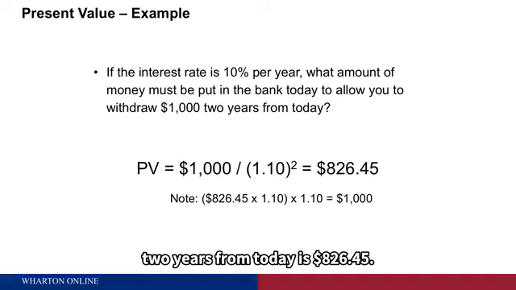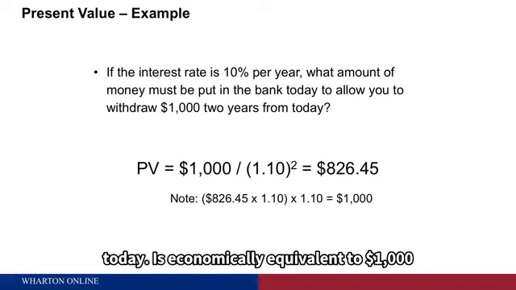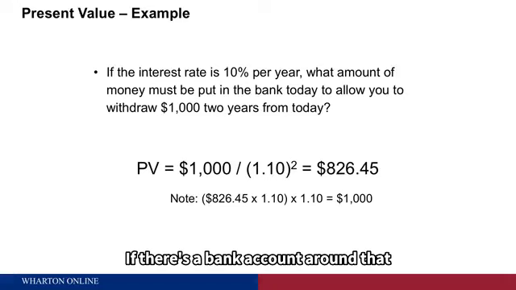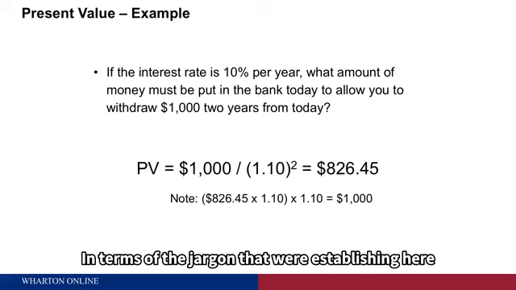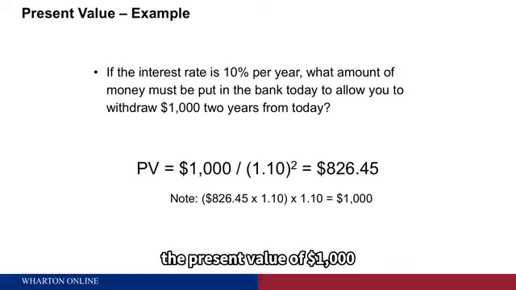years from today is $826.45. Another way to say that is $826.45 today is economically equivalent to $1,000 2 years from today if there's a bank account around that pays you at the rate of 10% a year. In terms of the jargon that we're establishing here, the present value of $1,000 2 years from today is $826.45.